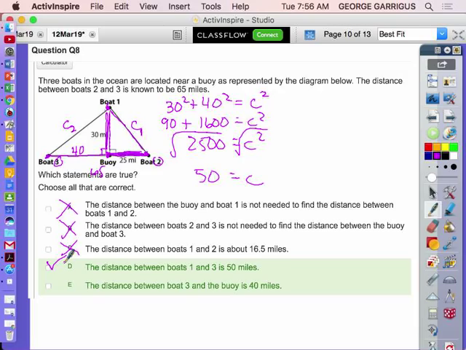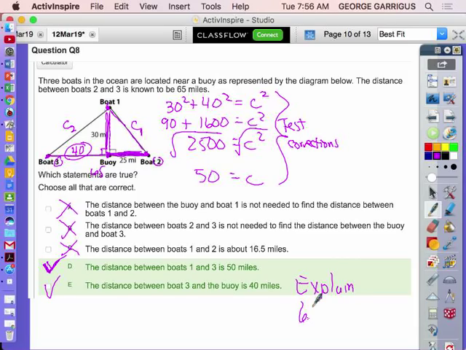Now, when you do your test corrections, you need to show this work right here. If you're doing test corrections, or if you're doing test retake stuff, the paper for test retakes. The distance between boat 3 and the buoy is 40. Well, we found that. So that's true also. So D and E were the right answers. Now don't just put D and E, you have to explain how you got your answer. You have to do your 65 minus 25 equals 40 miles.